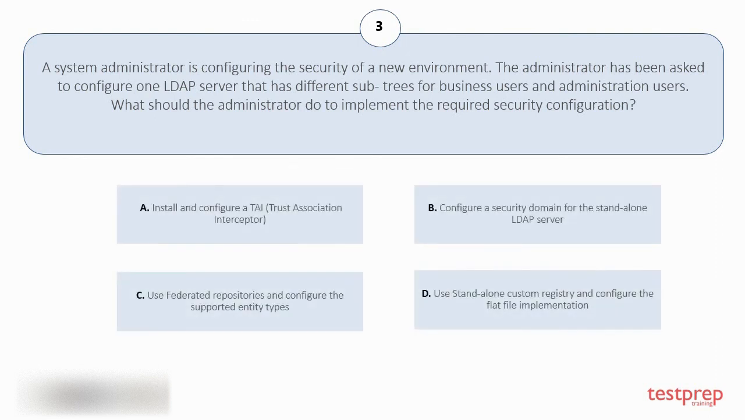Your options are: A. Install and configure ATAI. B. Configure a security domain for the standalone LDAP server. C. Use federated repositories and configure the supported entity types. D. Use standalone custom registry and configure the flat file implementation. The correct answer is option C.